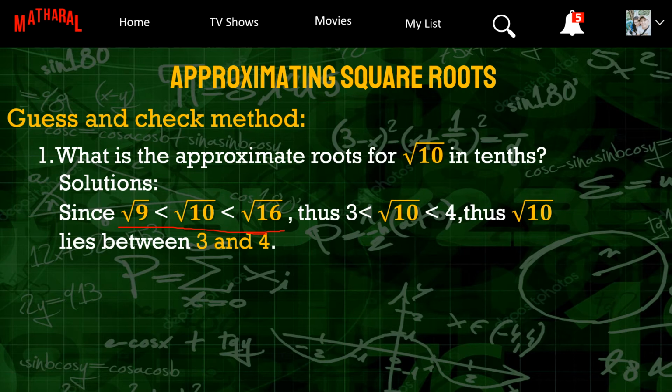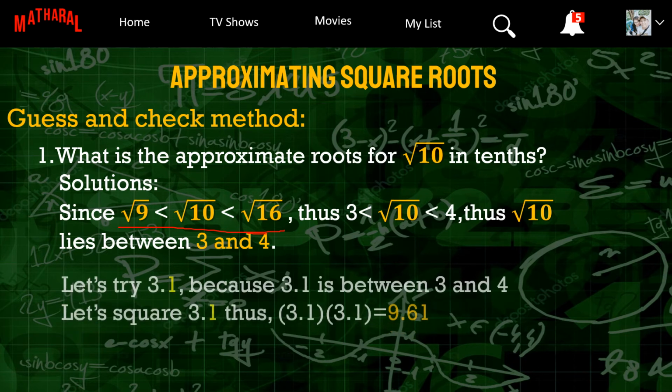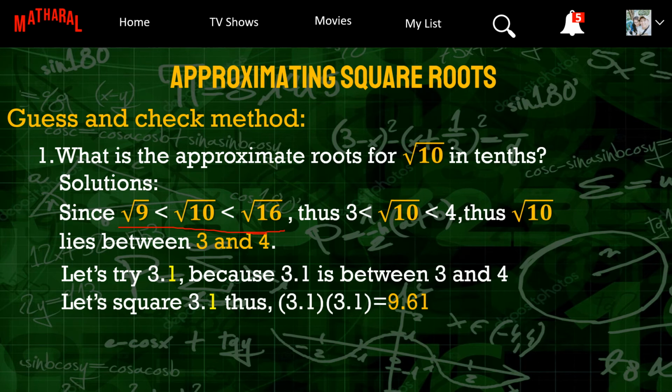Ayan po siya. Okay? Okay, so because the principal root of 9 is 3 and the principal root of 16 is 4. So thus, the square root of 10 lies between 3 and 4. Ganun lang naman po siya. Nasa pagitan po siya. The next step is this one. Since we are asked to find the approximate root of square root of 10 in tenths, so meaning to say may isa po tayong decimal number or one digit right after the decimal point.